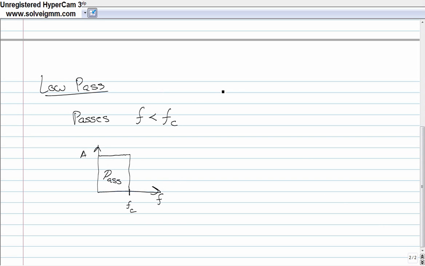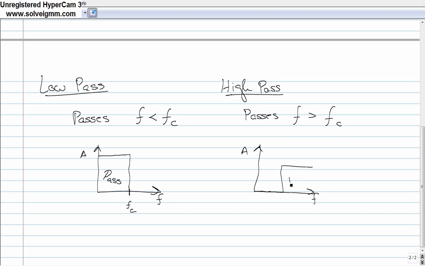The next kind is a high-pass filter. I'm sure you can guess what that does. It passes frequencies greater than FC. So if we were to look at a graph of that, amplitude and frequency, it would look something like this. And this is what it would pass.